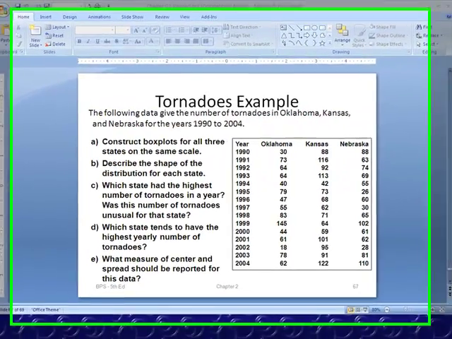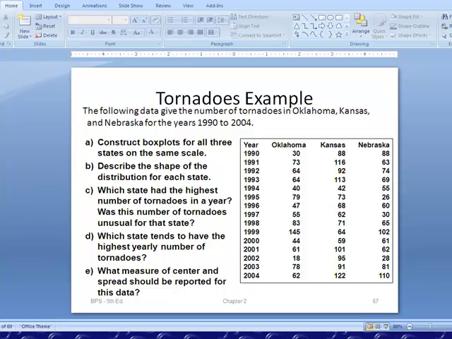Now the last thing that we're going to do in this chapter is we're going to use box plots to compare three different things. So here's our problem. It's the tornado example, and we have this in our Minitab examples on Blackboard. The following data gives the number of tornadoes in Oklahoma, Kansas, and Nebraska for the years 1990 to 2004. What we're going to do is construct a box plot for all three of these states, but using the same scale. So we're going to learn how to use Minitab so that we have the same scale on the bottom and to compare distributions. And in this case, it's the number of tornadoes in these three states.